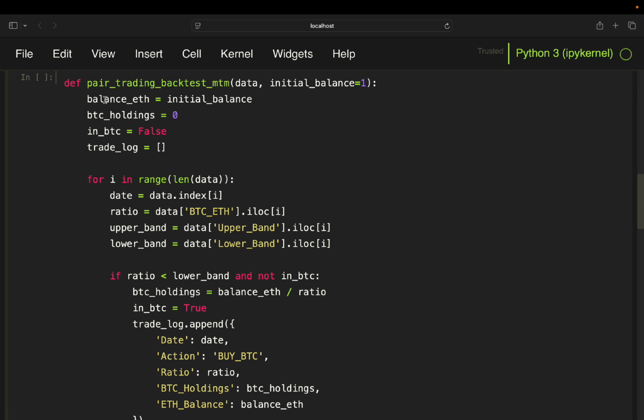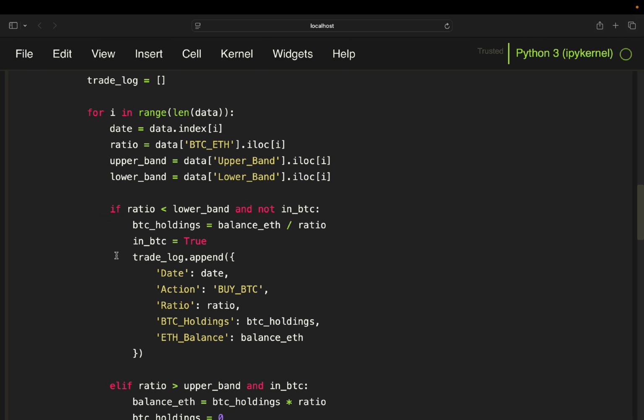We have a balance in ETH, which is our initial balance, and our assumption here is we have 1 ETH as our initial balance. We don't hold any Bitcoin, so we are setting that to 0. And we are working with a position flag, which I just called in Bitcoin, which is initially false. So we just have 1 ETH. In this trade log, we are keeping track of the executed trades. Then we start looping, going over every single row of the data frame I showed you before. We're keeping track of the date, then of the ratio, which is just the BTC ETH ratio, and same story for the upper band and lower band in every single row.